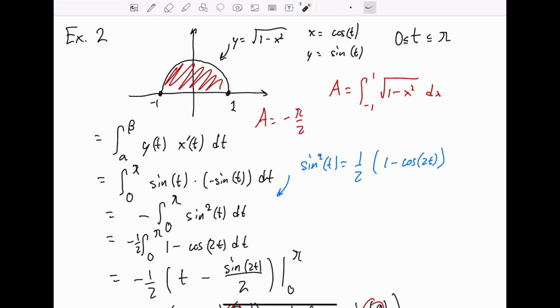Now wait a second. This area is above the x-axis, so we would expect it to be positive. Yet using this integral, we got a negative area value. Why is that? Well, here's the reason. If we integrated from negative 1 to 1 with respect to x, the curve is going this direction. We're adding up area from negative x values to positive x values.